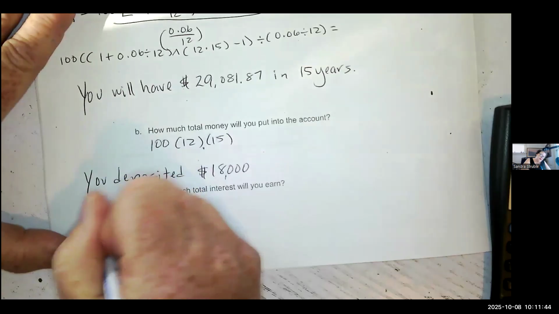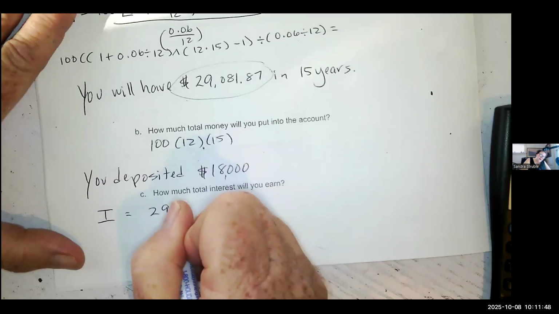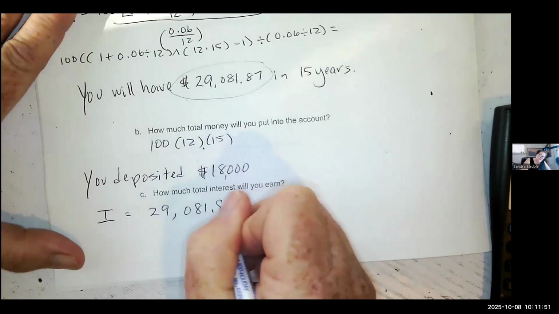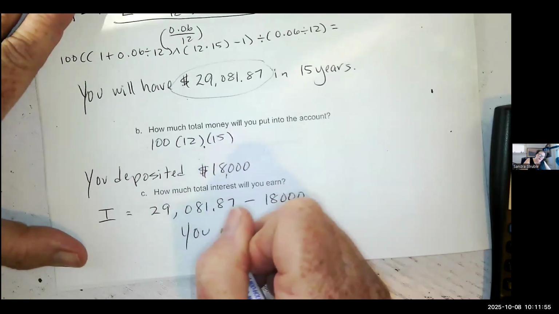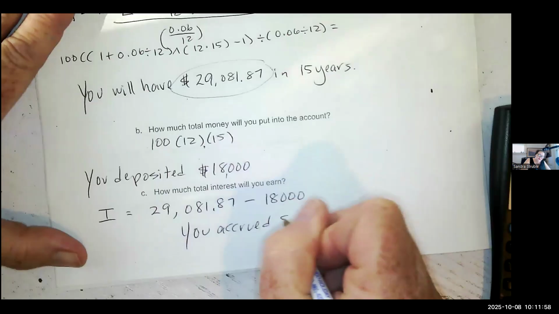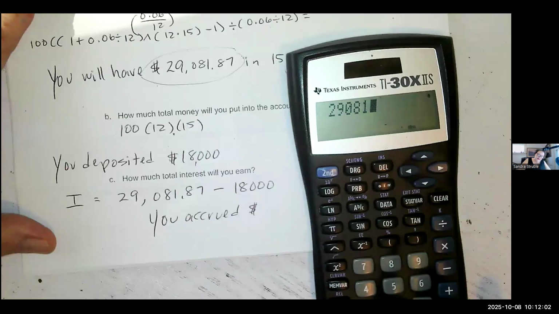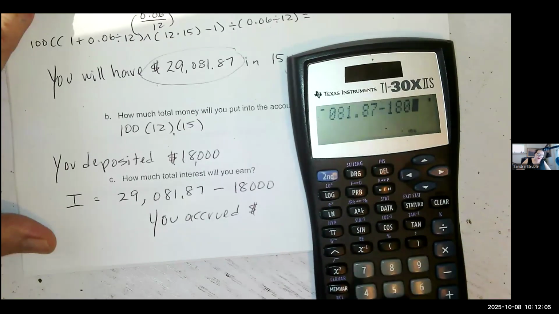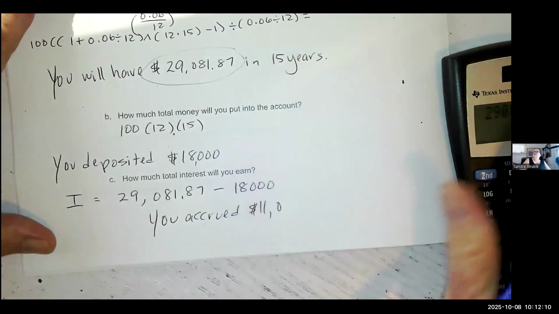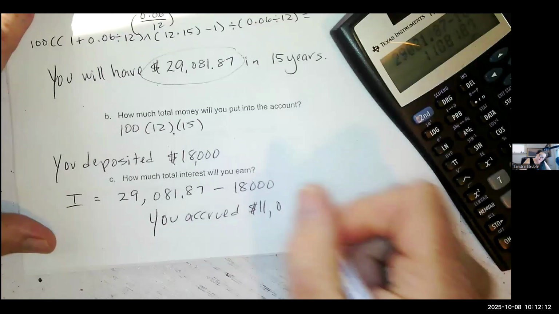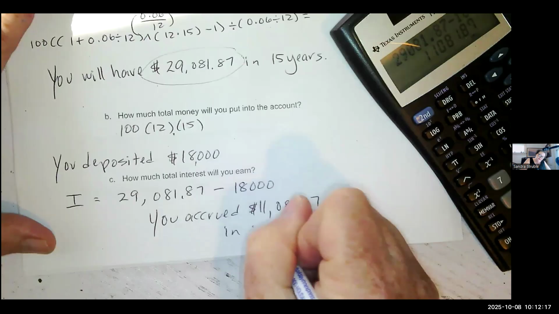Well, the interest is just how much you end up with at the end. Make sure you clear your calculators and put the exact amount in, minus the amount that you deposited. So you accrued $29,081.87 minus $18,000. You accrued $11,081.87 in interest.